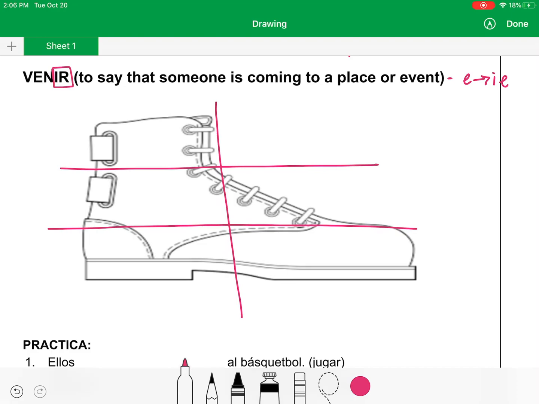So we've got our ending. Then this E is going to change to IE. Now it is irregular in the yo. This is a go verb. So this is going to be vengo. Then we're back to normal. The E changes to IE. Vienes. Él, ella, usted, viene.